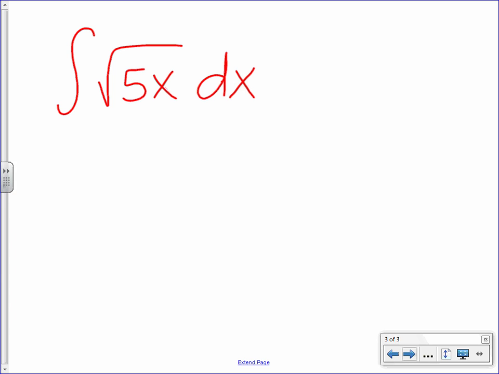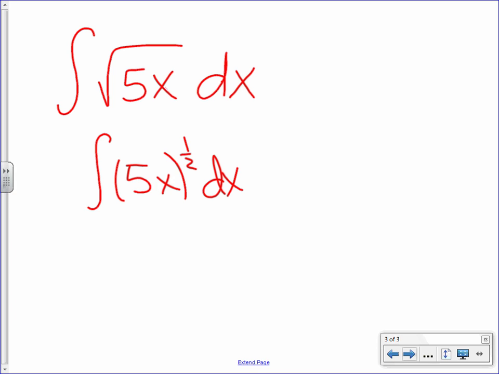Ideas. 5x to the 1/2. Okay, I like your idea, 5x to the 1/2. Got a chain rule. Now I don't necessarily want to call this the chain rule, but we need to think about how the chain rule would be applied when we go backwards.